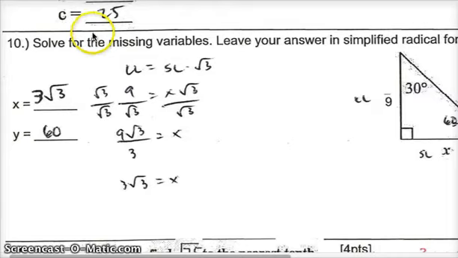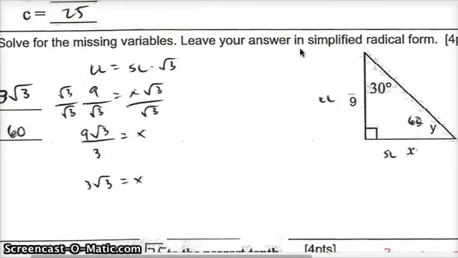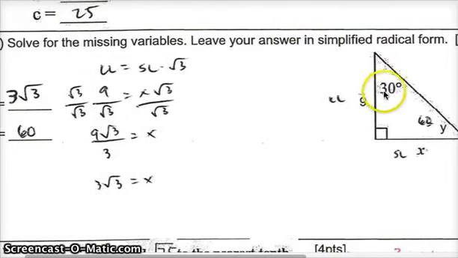Question number 10, solve for the missing variables. Leave your answer in simplified radical form. This is a 30 and this is a 90, therefore y has to be 60 degrees, therefore you have a 30, 60, 90. Across from 60 is the long leg, so the long leg is equal to 9. I'm trying to solve for x here.